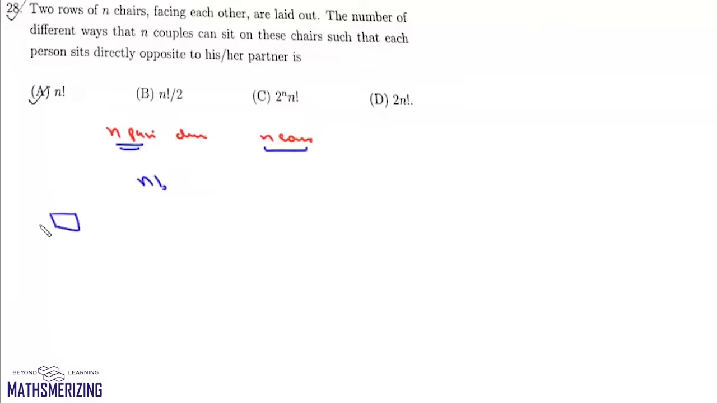Now in each pair, we have 2 seats. On these 2 seats, any one couple can be arranged in 2 ways. So for the first pair, there'll be 2 choices. For the second pair also, we'll have 2 choices. For the nth pair, we'll have 2 choices. So the total number of ways in which they can sit is n! times 2 to the power n, and that's your option C.